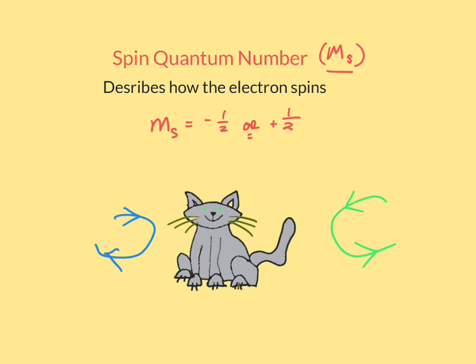The electrons definitely spin, and they create a temporary magnetic field, and the electrons can spin clockwise or anti-clockwise, and depending on what way they're spinning, they're given a value of -1/2 or +1/2.